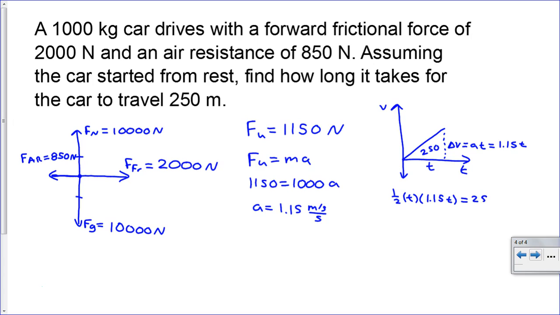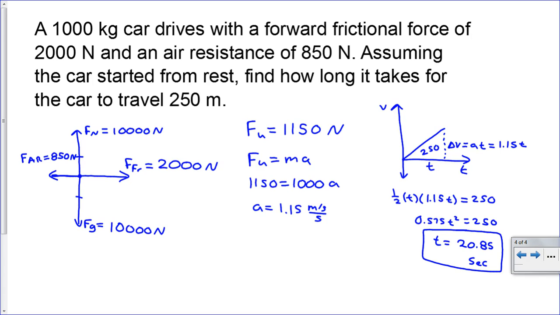Equals 250. The left-hand side of this equation simplifies to 0.575 t squared equals 250. Divide both sides by 0.575 and then take the square root, and you should get that t equals 20.85 seconds. And that is the answer there.